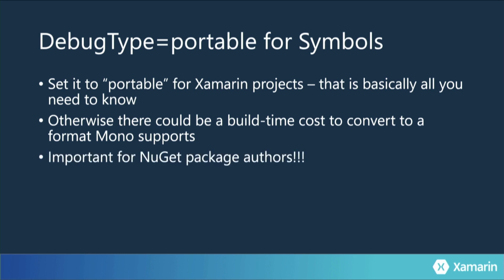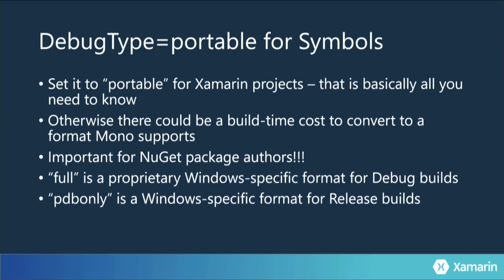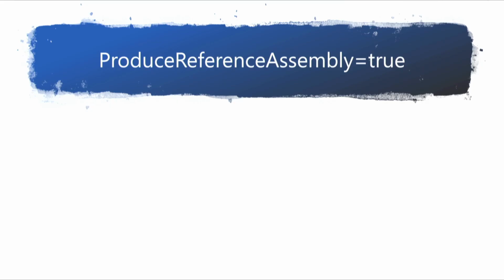And this is especially important for anyone who has NuGet packages. Does anyone have their own NuGet package out there? If you don't have this setting enabled, basically anyone who consumes your package is going to pay this build time cost. And to know what the wrong ones are, right? They will say full or PDB only, and these are Windows-specific formats, and that is why the new one is portable. So this is easy. Just change it to this, and you'll get a little build time boost.